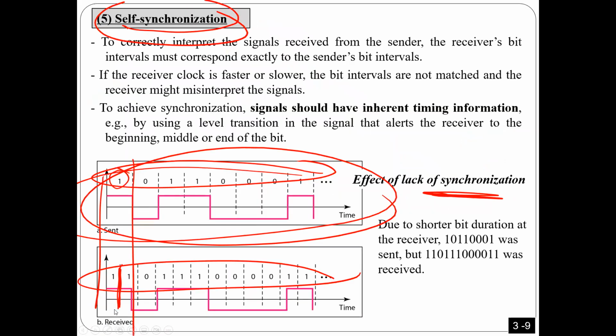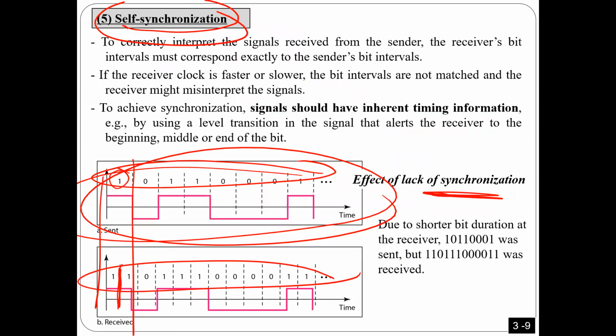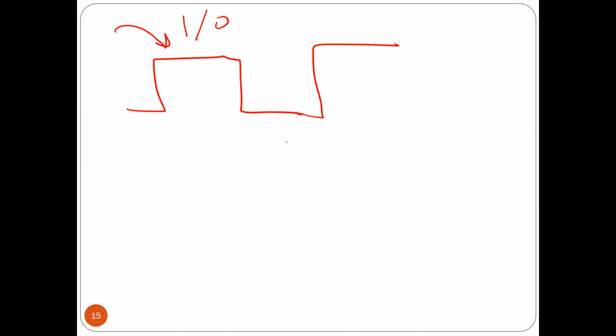Number two, baseline wandering. So what does baseline wandering mean? When you transmit a signal this way, for example, as a receiver, I need to decide once you transmit, if this is high voltage or low voltage. Is this 1 or 0, right? I need to decide if this is 1 or 0. Okay. So, a very simple way. What should I do on the receiver side, after I receive this signal and I want to know if this is 1 or 0?